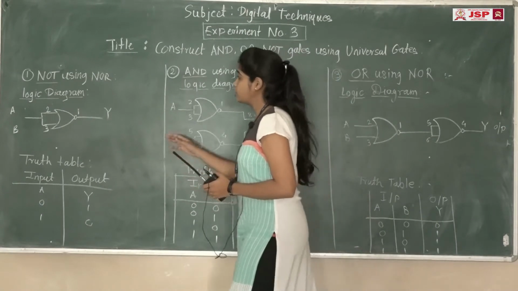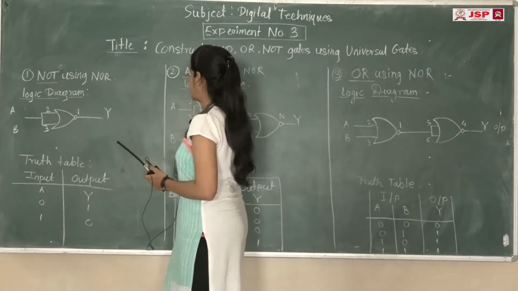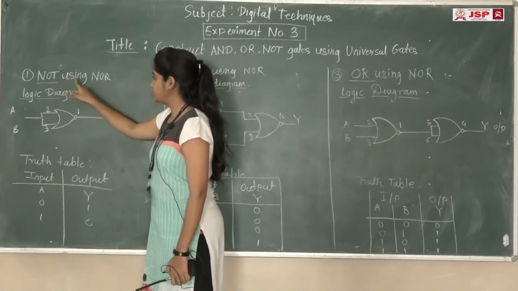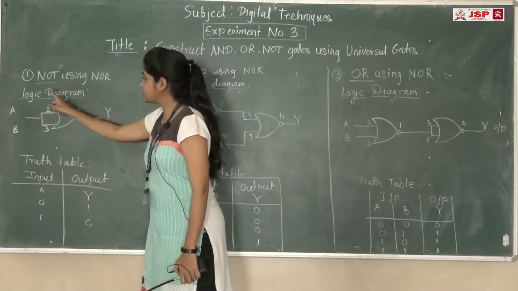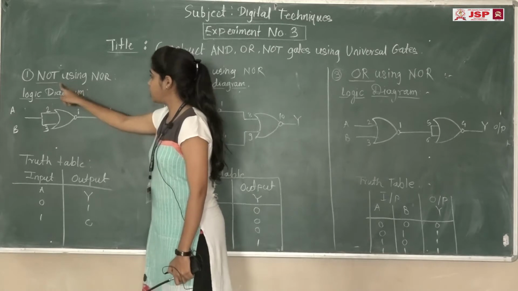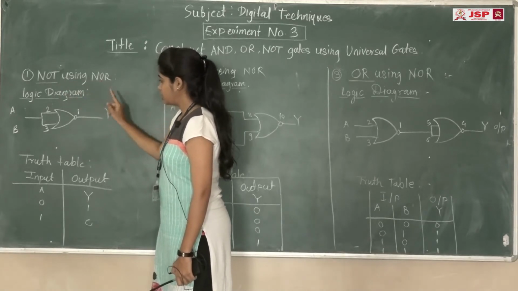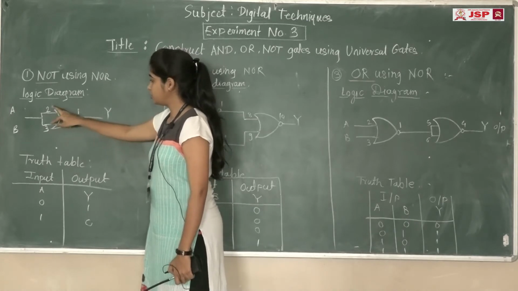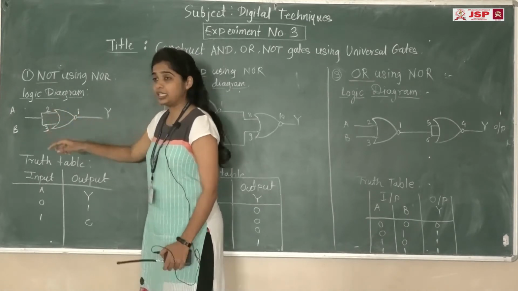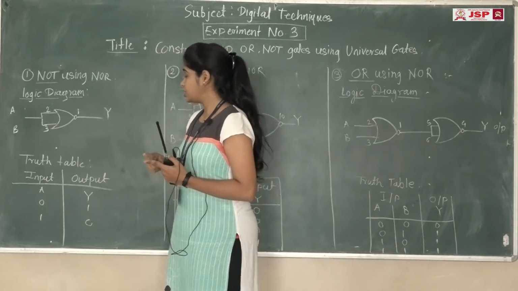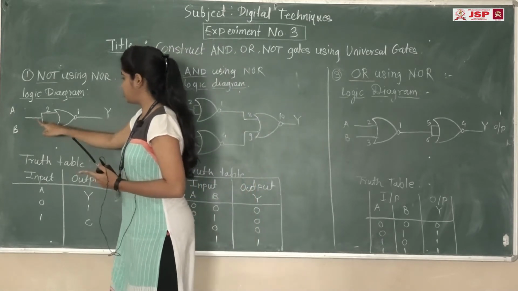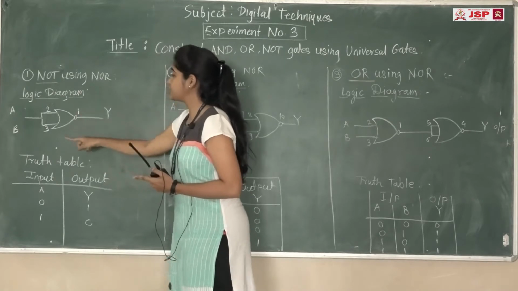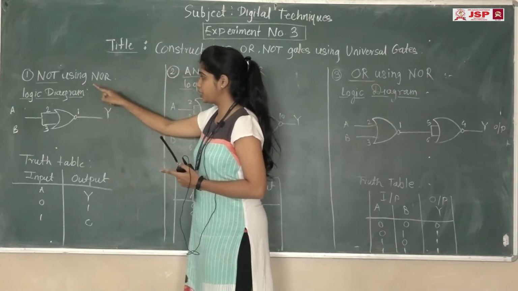Now next we are going to design all the basic gates using the NOR gate. First is the NOT gate using NOR gate. So this is the logic diagram of NOT gate using NOR gate. Here we are using the NOR gate. Pin number 2 and 3 are connected together and the input is given to them, and Y is the output. Here again this gate will work as a NOT gate.